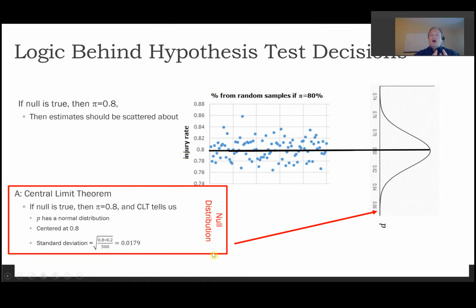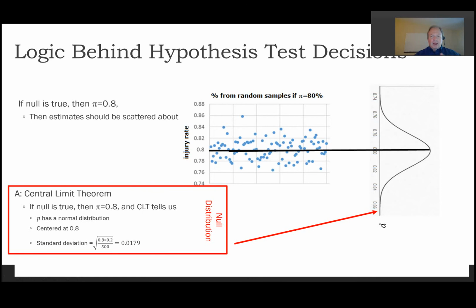And sometimes we call this distribution the null distribution. This is the distribution of sample percentages that we get if the null was true, if the population percentage was 80% in this case.